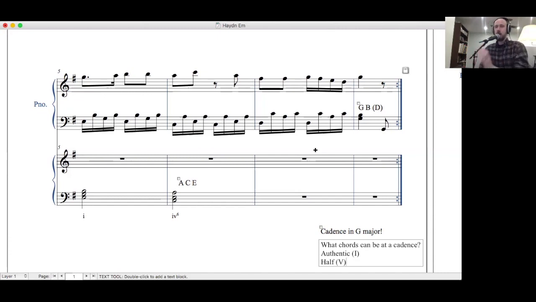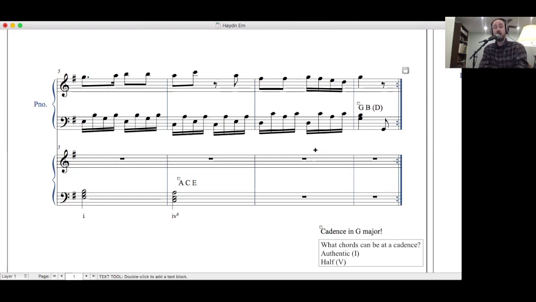So, we know we're cadencing on either 1 or 5, right? So, the question is, if we're not convinced that we're in G major, then this would have to be a 5 chord. And what key is G major a 5 chord in? C major. G is 5 of C, right? So, how can we prove to ourselves that we are not in C major?